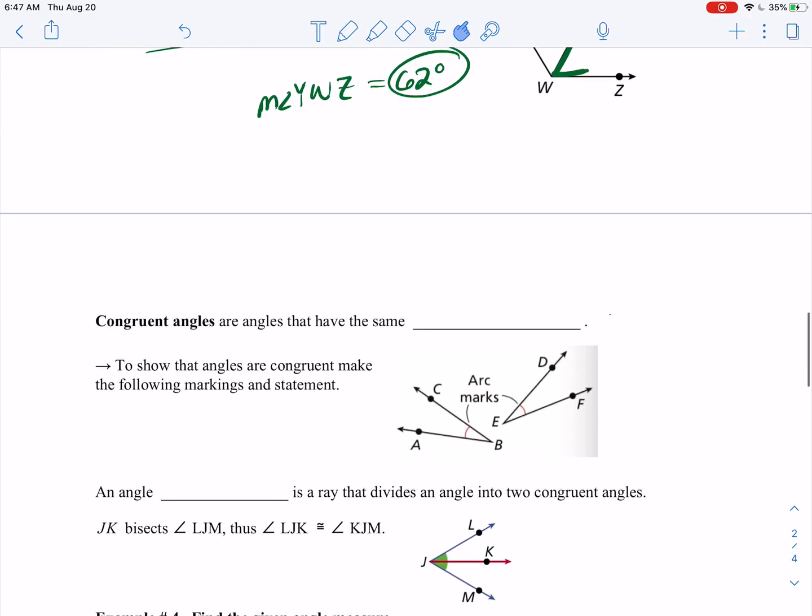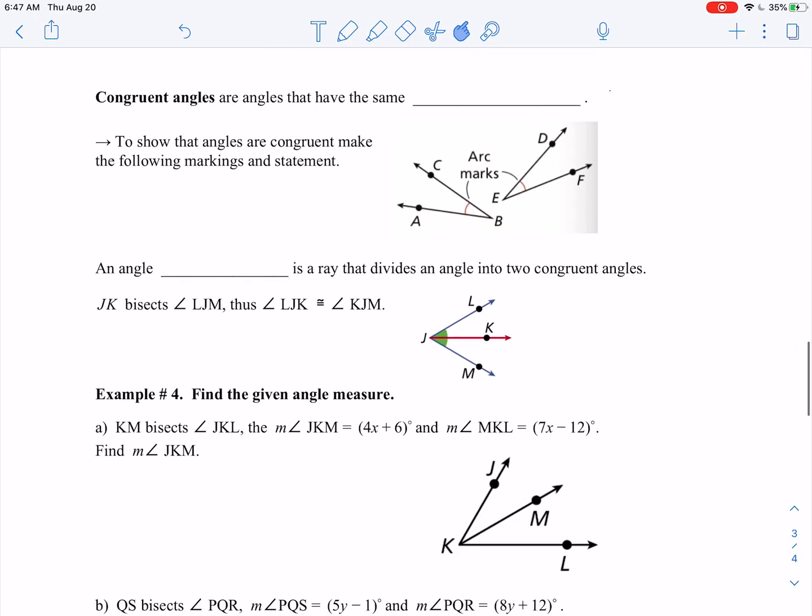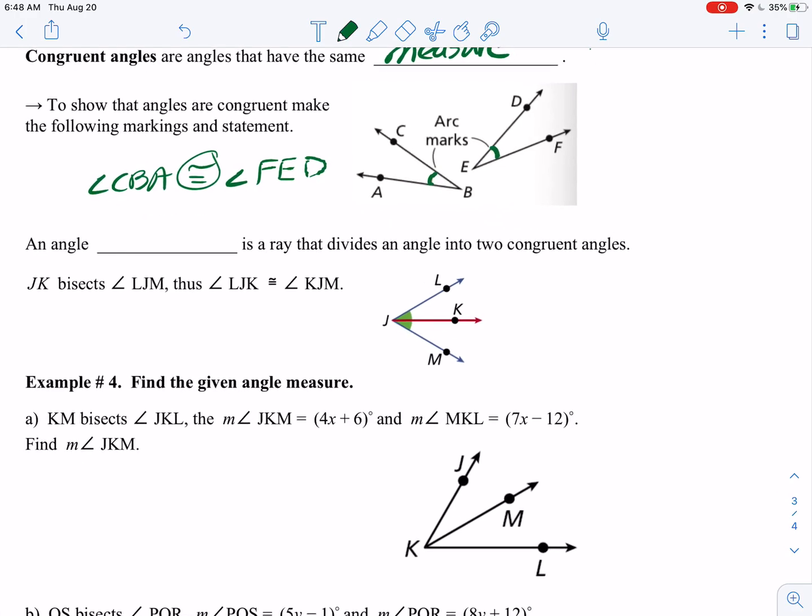Let's finish with talking about congruent angles. Just like we had congruent segments, congruent angles are angles that have the same measure. Okay. So if you're told that the measure of angle ABC and DEF are congruent, you'd see a couple things. You'd see the same number of arc marks on both angles. You also might see this statement: angle CBA is congruent to angle FED. Again, this congruent symbol in between means the angle measures are the same.